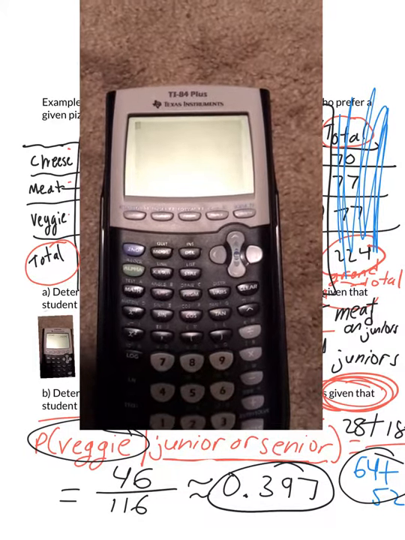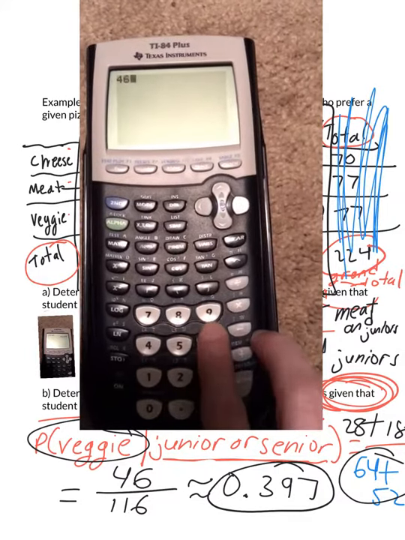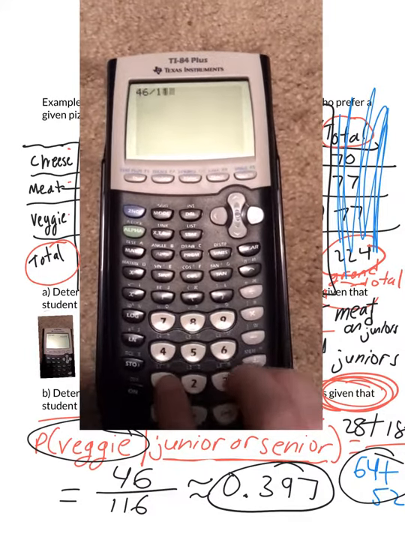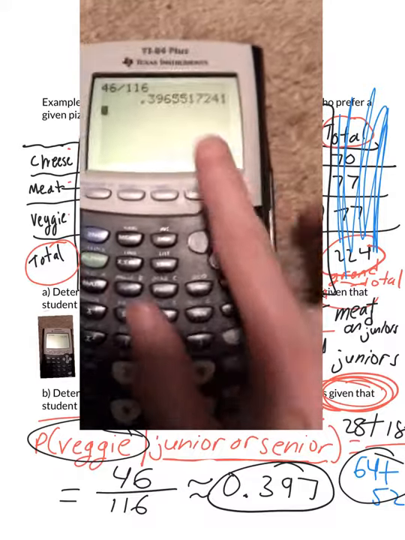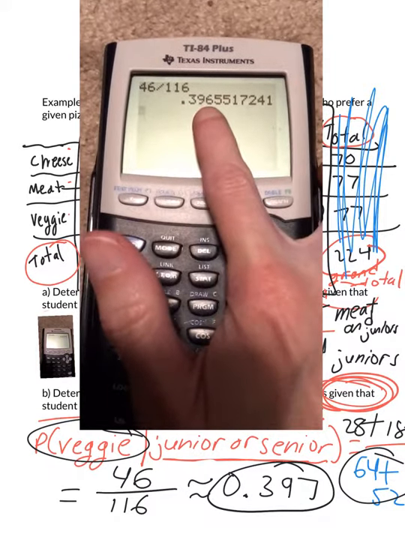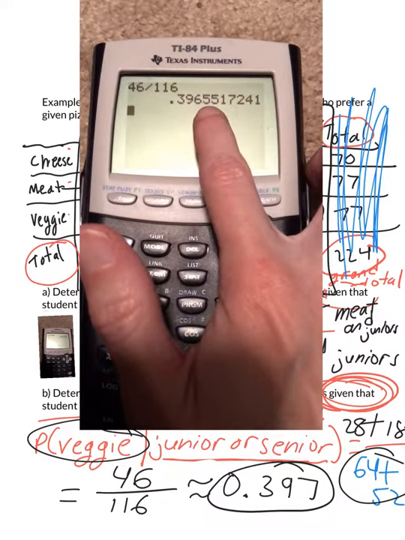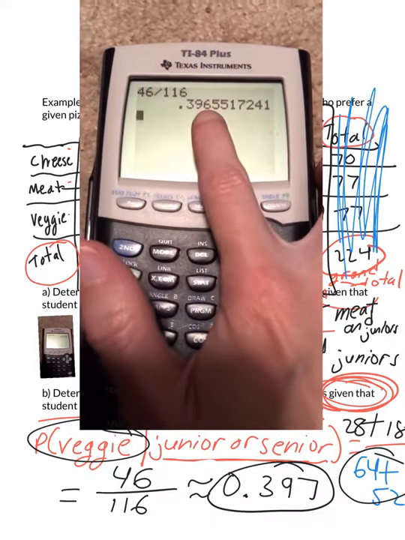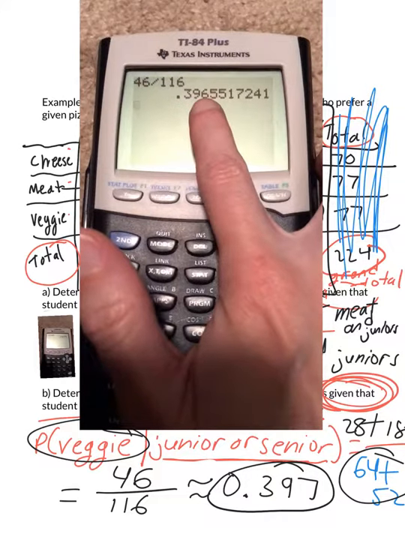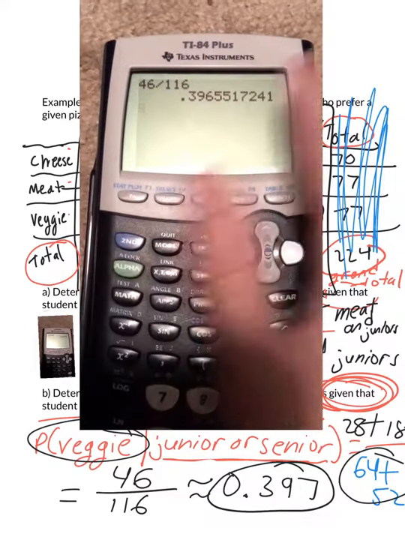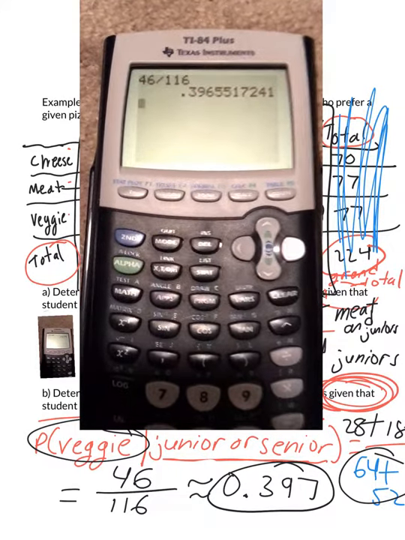I got that answer because when I type in 46 divided by 116 and I hit enter, if I'm rounding 3 digits out, I look at the 4th digit. It's a 5 this time, which tells me to round up. So the 6 will round up to 7. So that's approximately 0.397, final answer.